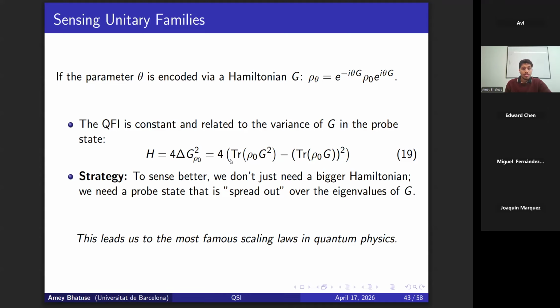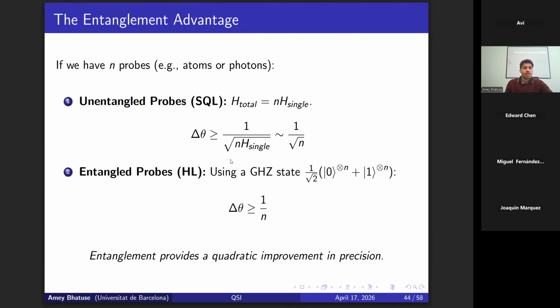This leads us to one of the most famous scaling laws in quantum physics. If we have n probes, or n atoms or photons, and they are unentangled, then you can just multiply the Fisher information, and the variance is given by this scaling, which is 1 upon the square root of n.